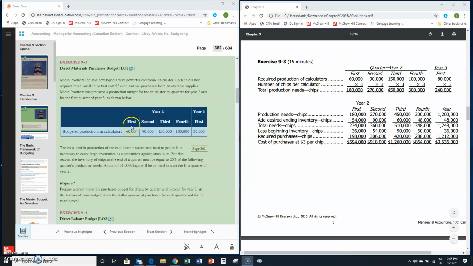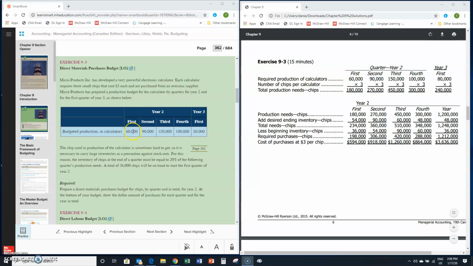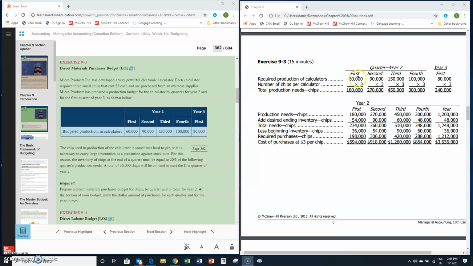Okay, so first thing we need to do is figure out what our production needs are. We're given the production, but this is in calculators, and we're doing a purchases budget for the chips. So we know we're planning on making 60,000 calculators in the first quarter. Each calculator requires 3 small chips, so 60,000 calculators times 3 chips each means we need 180,000 chips. That's what we base our purchases budget on, and we do that for each quarter.